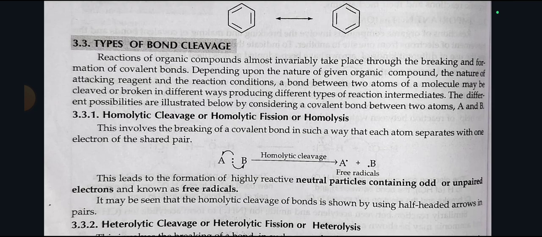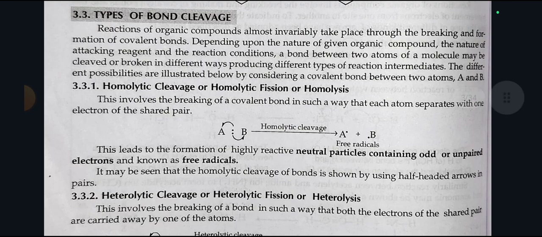3.3 Types of bond cleavage. Reactions of organic compounds almost invariably take place through the breaking and formation of covalent bonds. Depending upon the nature of the given organic compound, the nature of the attacking reagent, and the reaction conditions, a bond between two atoms of a molecule may be cleaved or broken in different ways, producing different types of reaction intermediates. The different possibilities are illustrated below by considering a covalent bond between two atoms A and B.